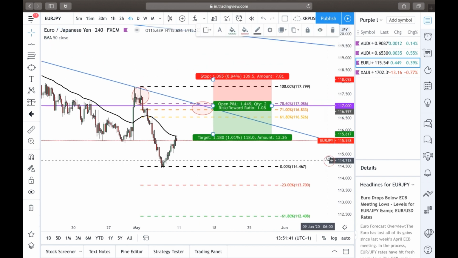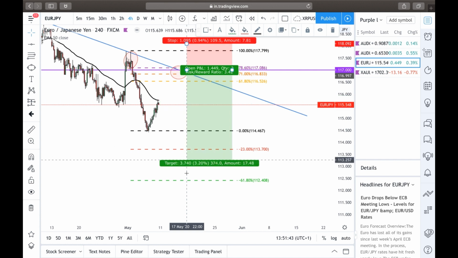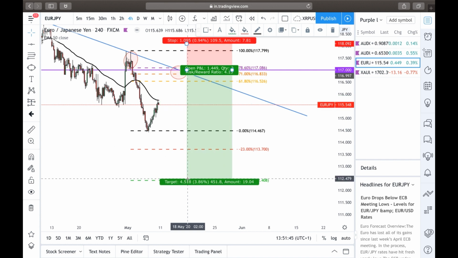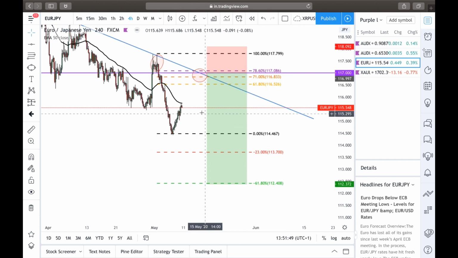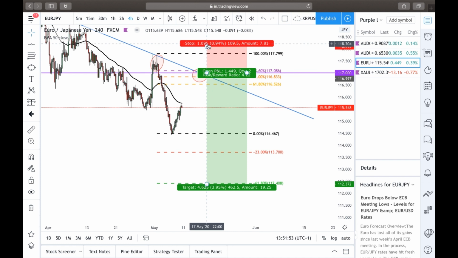Yeah, so 100 pip stops, nice, and then we'll take this all the way down to the 61.8, the continuation. So this might take till Wednesday to get up here, and you might think that's a big stop loss, but it's not, because this is more swing trading.